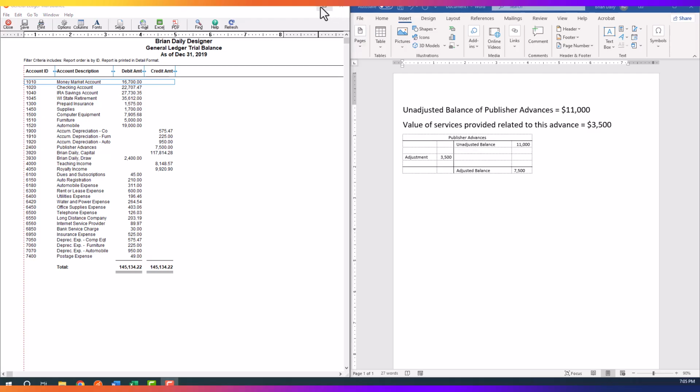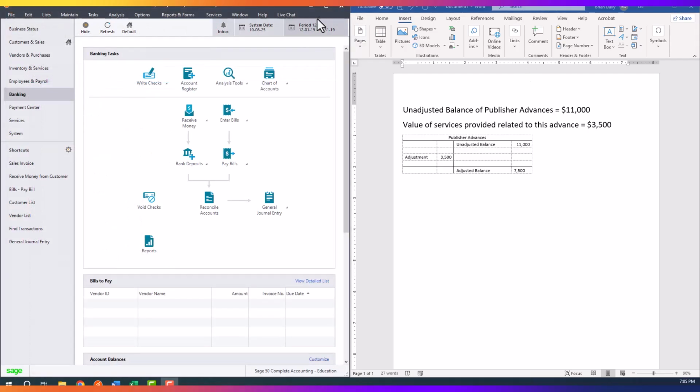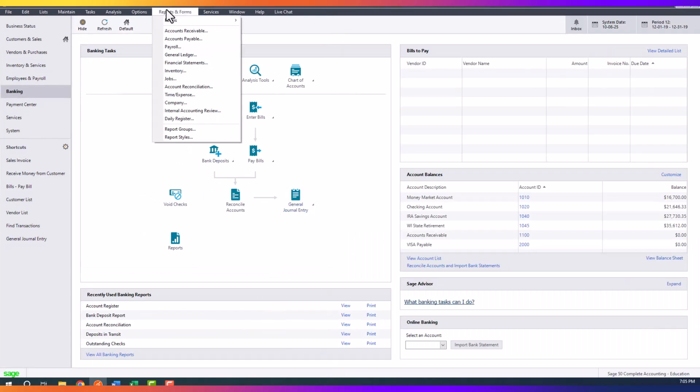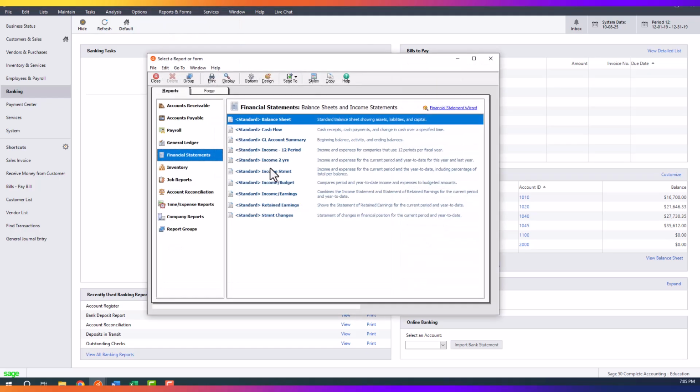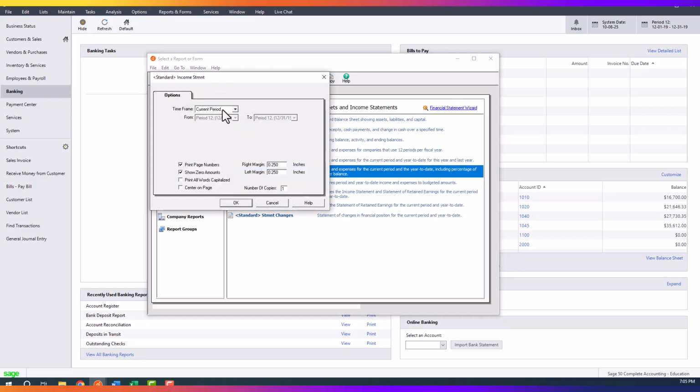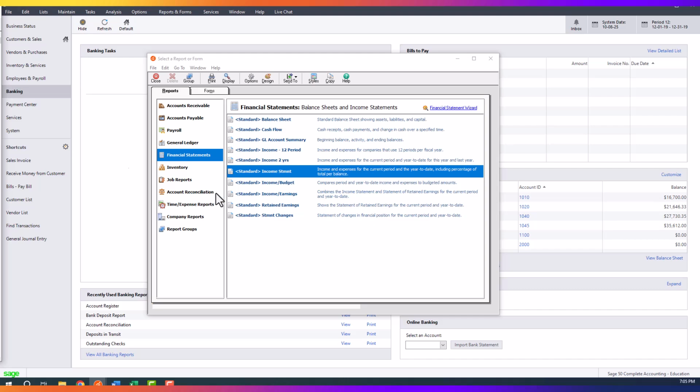So then I'm going to pull up the next report. So I'm going to close out of this one. I'm going to maximize Sage. I'm going to go to the reports and forms drop down, and then I'm going to select financial statements. And right now I'm going to pull the income statement, the standard income statement. So double click on that. Don't need to change the time frame, but I don't want the zero amount shown. So make sure to uncheck that box and then click OK.